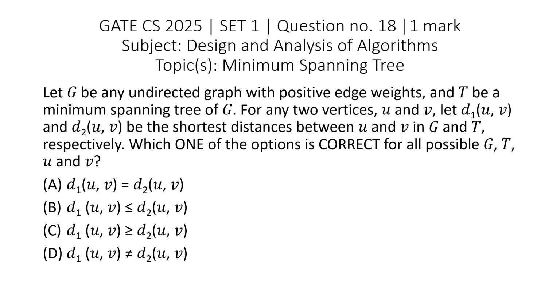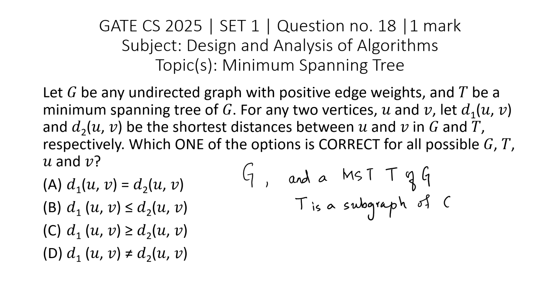So this question is from the algorithm subject and minimum spanning tree topic. So we are given a graph G and an MST T of G. When we say that T is an MST of G, we see that T is a subgraph of G. And we are asked that given a graph G and T and any pair of vertices U and V, what is the relationship between their distances in the graph and the tree?